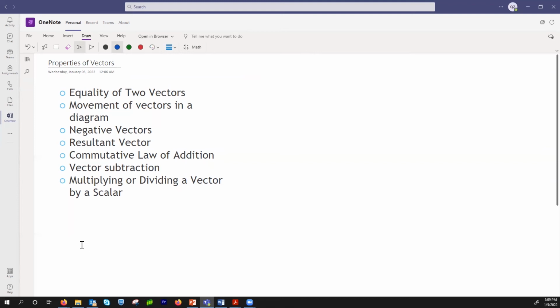Hi everyone, let's have a quick video about properties of vectors. Here is the list of the properties of vectors. Let's start with the first one.